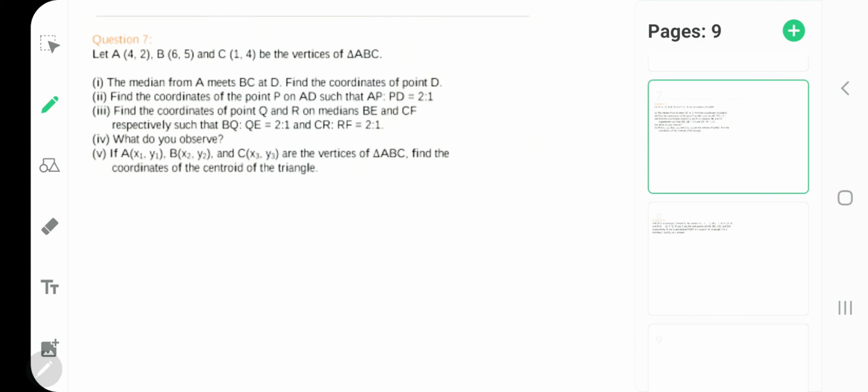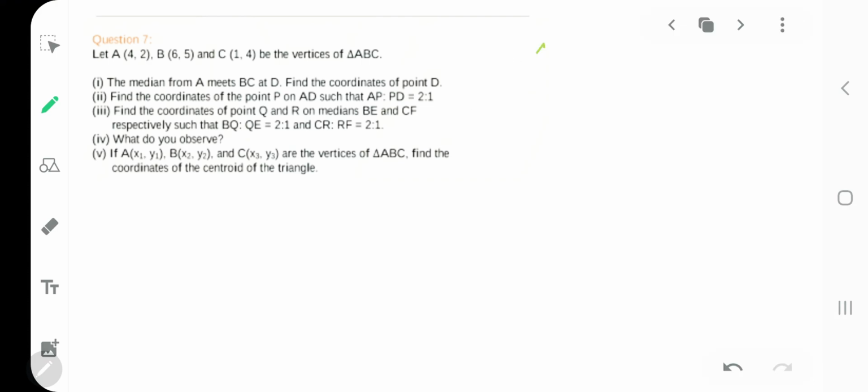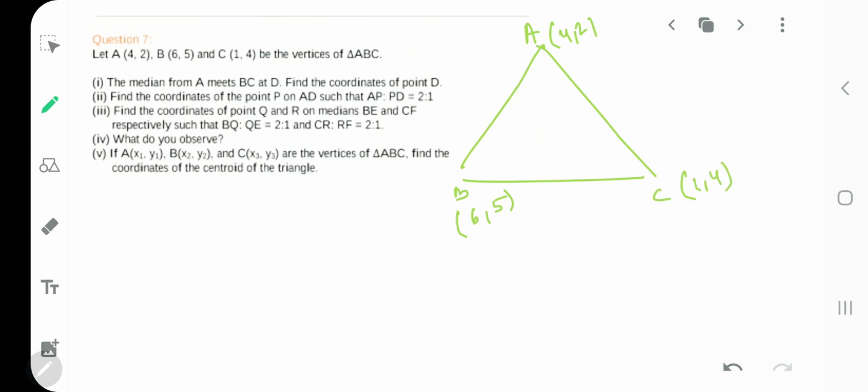Next, my dear kids, you have, let ABC be the vertices of a triangle. So if I'll draw a triangle here and this is ABC, the vertices are given to you: A (4, 2), B (6, 5), C (1, 4). The median from A meets BC at D. So you have to draw a median which meets at D. Median means D will be a midpoint. And how to find a midpoint, my dear kids? X and Y coordinates of a midpoint by midpoint formula. Do you know that?